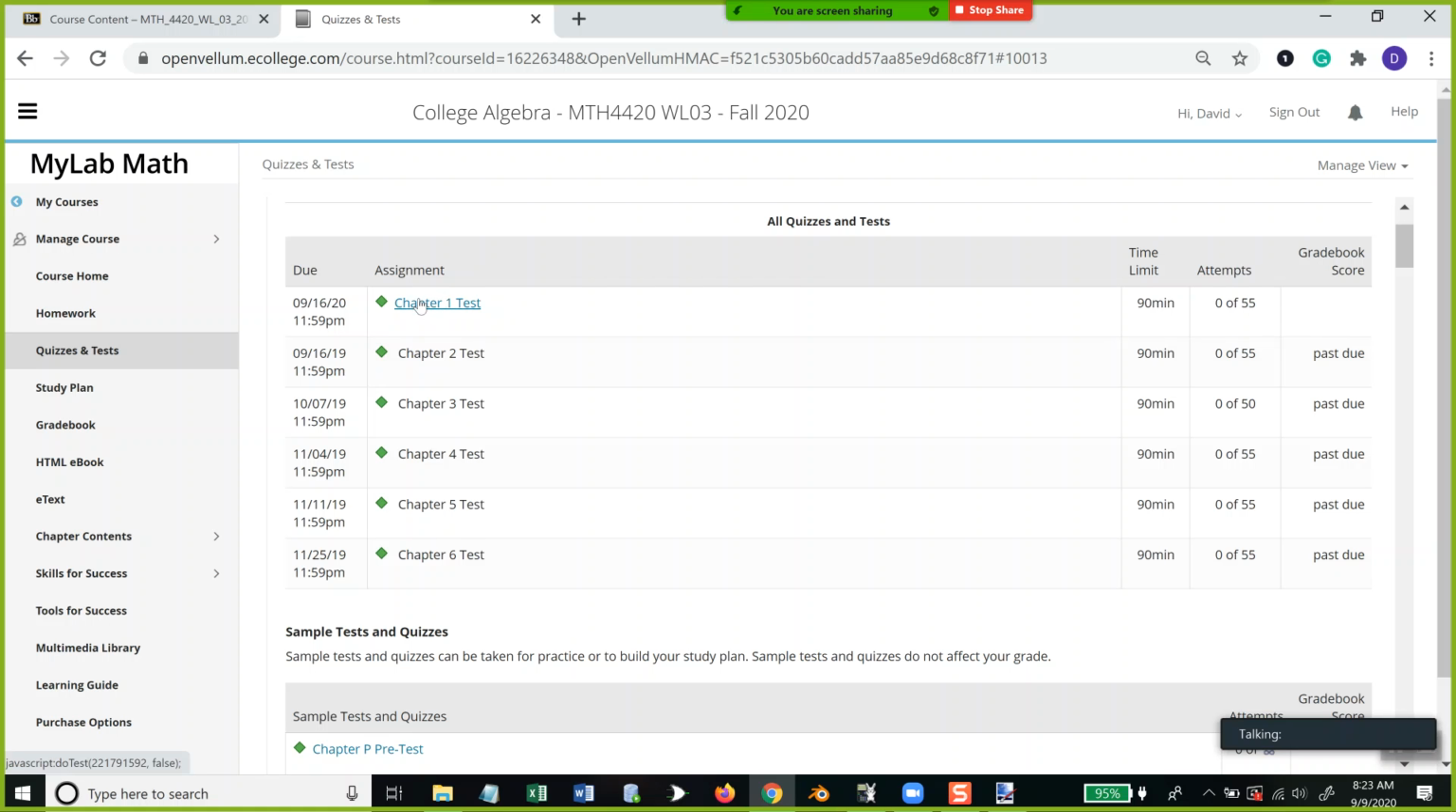The test is due a week from today. It says 11:59, but that's Eastern time, so it's really 10:59 our time. So you shouldn't be waiting until the last minute anyway. Get signed in, start taking this test. Take it early. You can take it multiple times. It takes the highest of your scores.